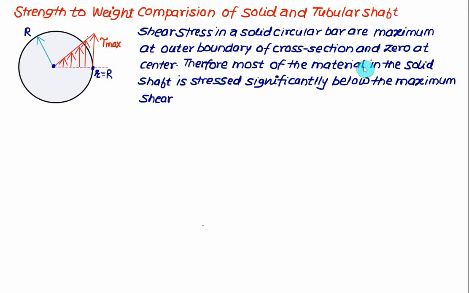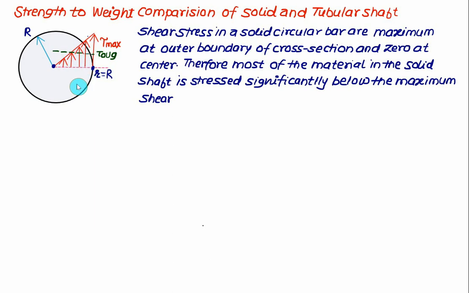Therefore, most of the material in the solid shaft is stressed significantly below the maximum shear. So here, if I want to show you the average value of the shear stress, the average value will be tau max plus 0 divided by 2 over the radius equal to R. Approximately I will show you this value, and this value of tau average is exactly equal to tau max divided by 2. The maximum value of the shear stress will occur almost here at the outer boundary.